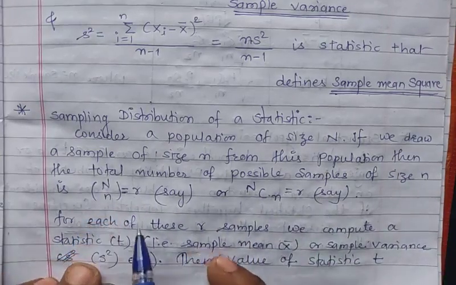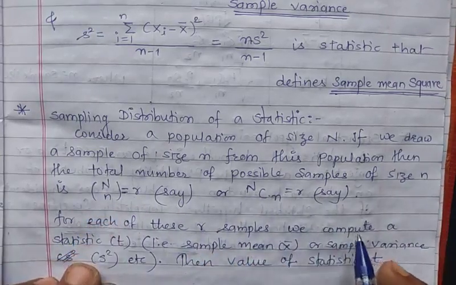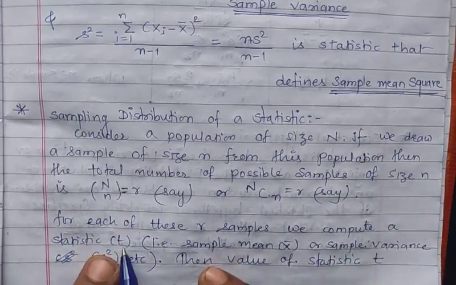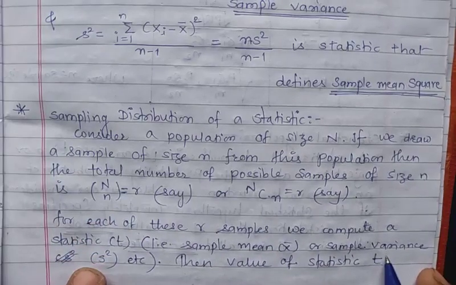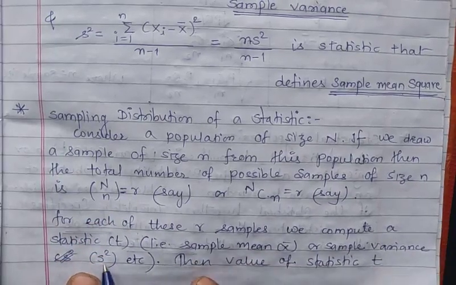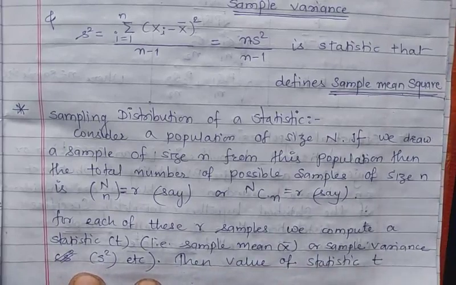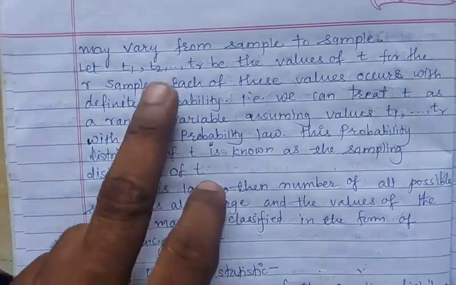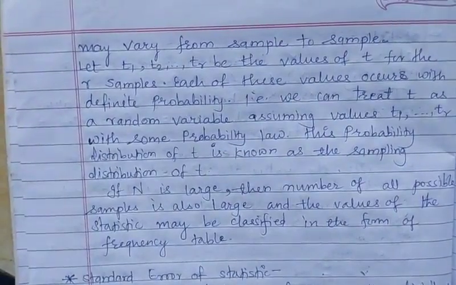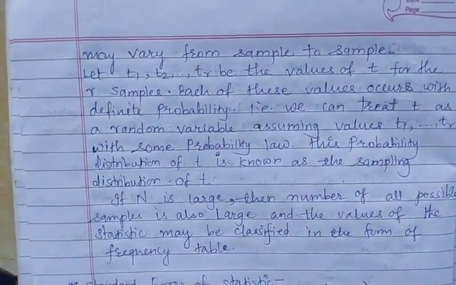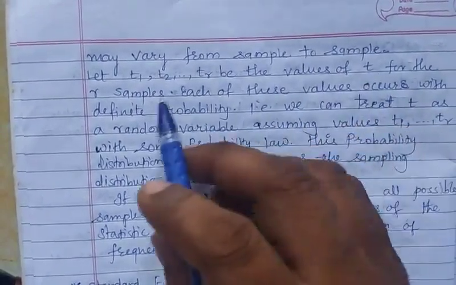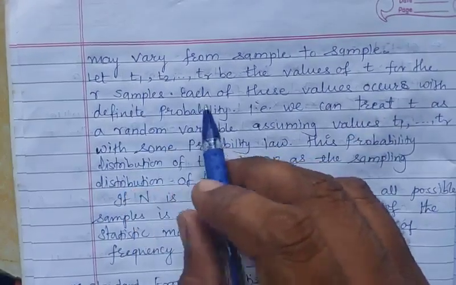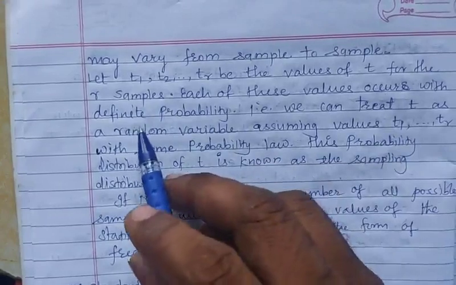Say for each of these R samples we compute a statistic T, that is, sample mean x bar or sample variance, called capital S square, etc. Then the value of statistic T may vary from sample to sample. So let T1, T2 up to TR be the values of T for the R samples. Each of these values occurs with definite probability.